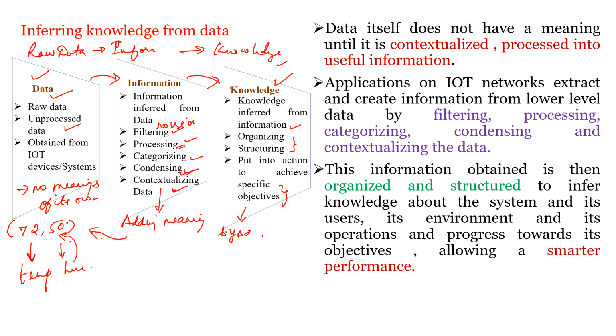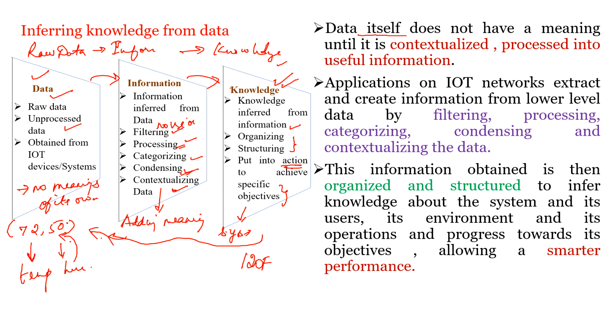For example, in the same example we have taken, we set a threshold, and if the temperature reaches beyond 120 Fahrenheit, there can be an alert signal. So putting in an action to achieve the specific objective is called your knowledge. Let's see the points one by one. Data itself doesn't have a meaning until it is contextualized and processed into useful information.